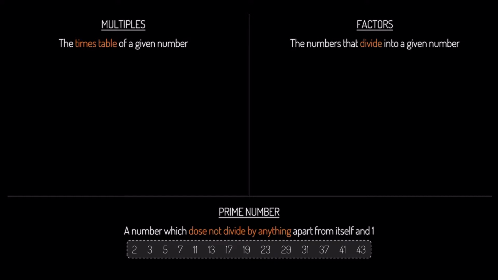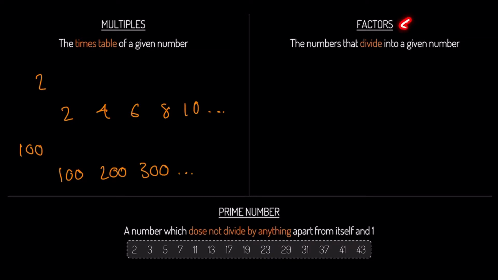It's important that we know how to distinguish between multiples and factors. A lot of people get confused with this. The multiples of a given number just means a times table of that number. So the multiples of 2 would be 2, 4, 6, 8, 10, and so on. The same would go for 100. The multiples of 100 would be 100, 200, 300, and so on.